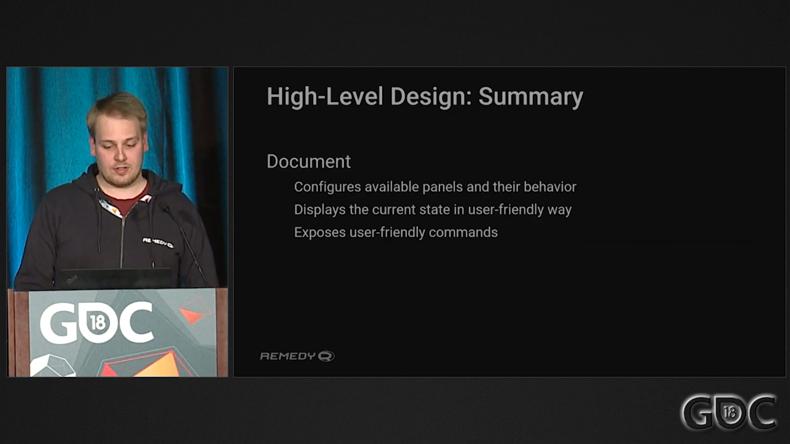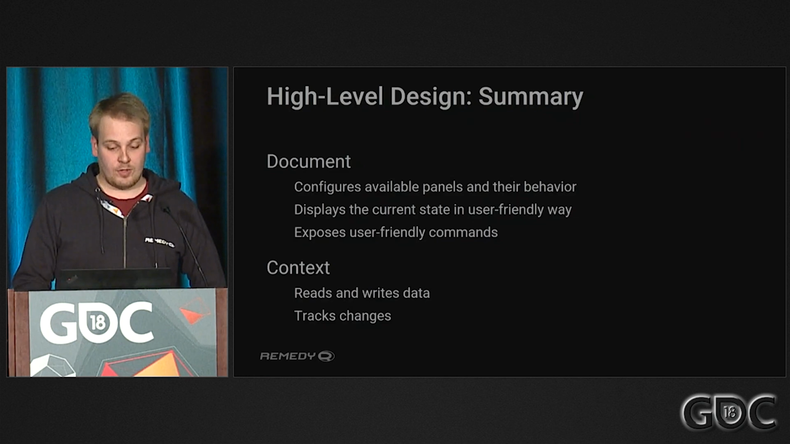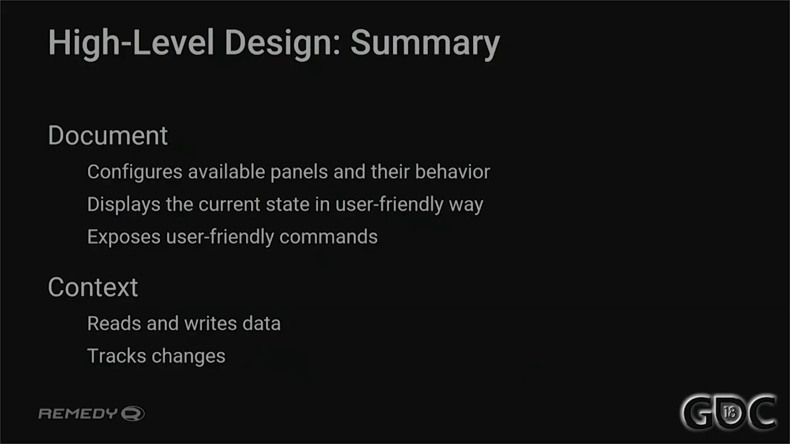So let's review the concepts once more. The document is used to configure the UI part of the workflow, while the context is used to read, write, and track the data used in the workflow. So let's have a look at the final example, our screenplay workflow that we created quite recently and which really starts to show the benefits of this design.